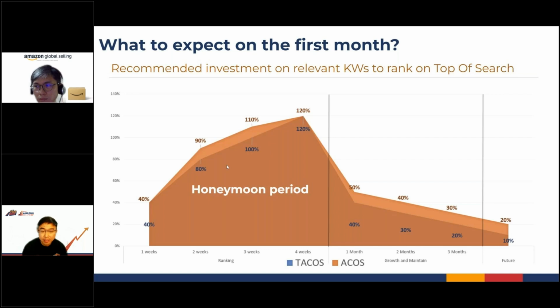Over here is a representation of your PPC spend. In the honeymoon phase, it's going to be intense. This is where you need to go hard, press the pedal down as much as possible. Invest in your Amazon PPC listing. It's an asset for you.